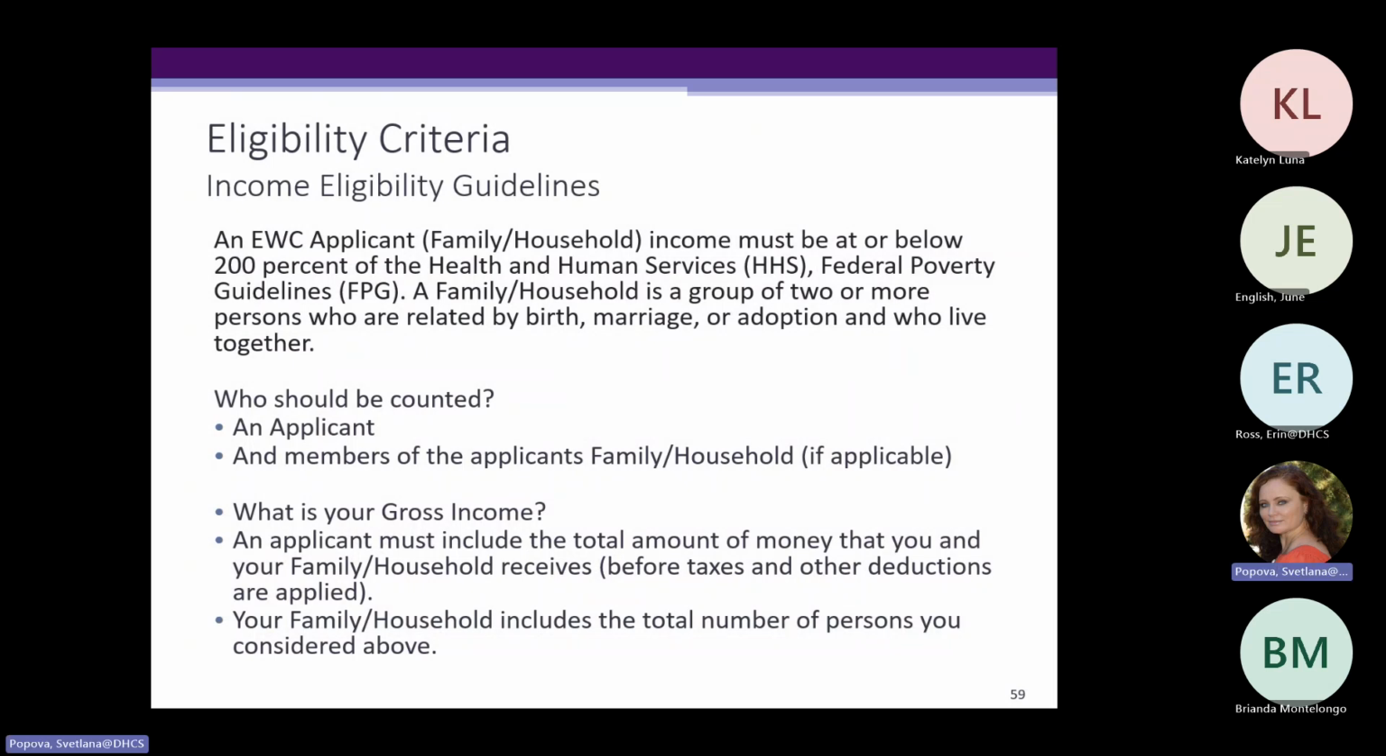In terms of who should be counted: an applicant and members of the applicant's family and household. So what is the gross income? An applicant must include the total amount of money that you or the people in your family household receive before taxes and other deductions apply. And household includes the total number of persons that you consider above.